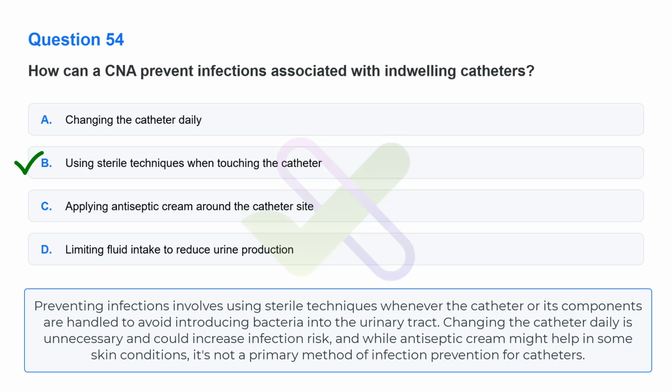The correct answer is B. Using sterile techniques when touching the catheter. Preventing infections involves using sterile techniques whenever the catheter or its components are handled to avoid introducing bacteria into the urinary tract. Changing the catheter daily is unnecessary and could increase infection risk, and while antiseptic cream might help in some skin conditions, it's not a primary method of infection prevention for catheters.